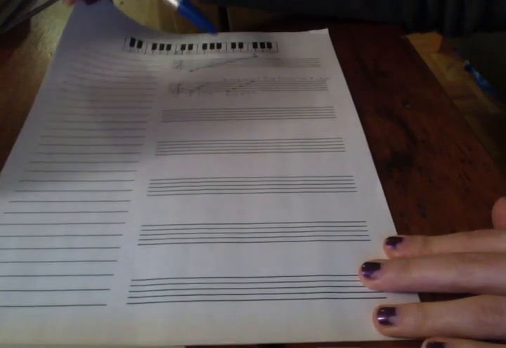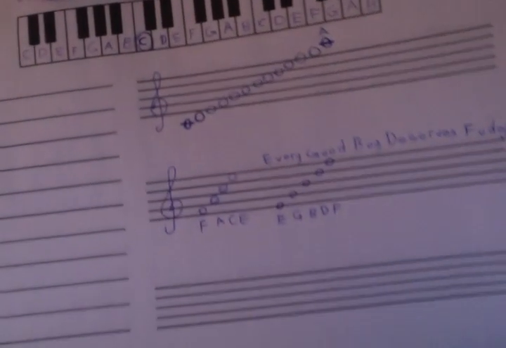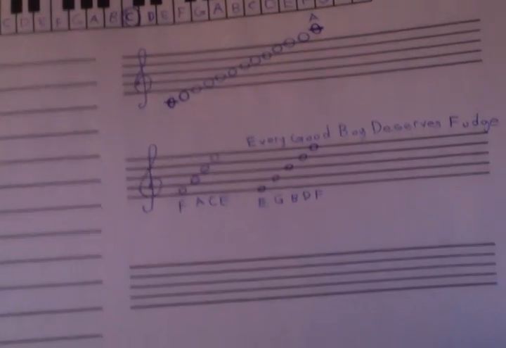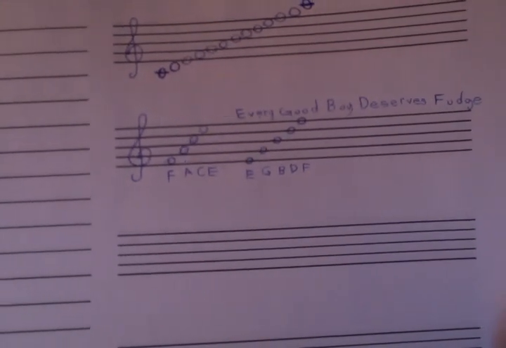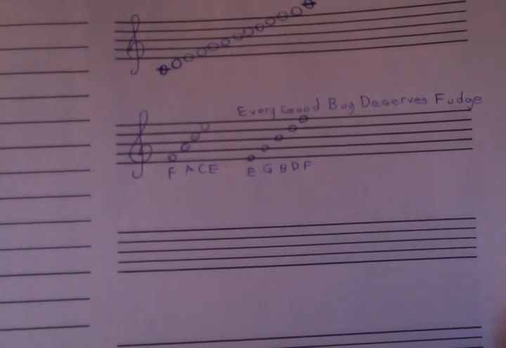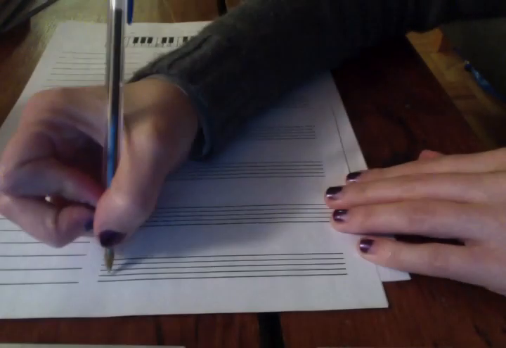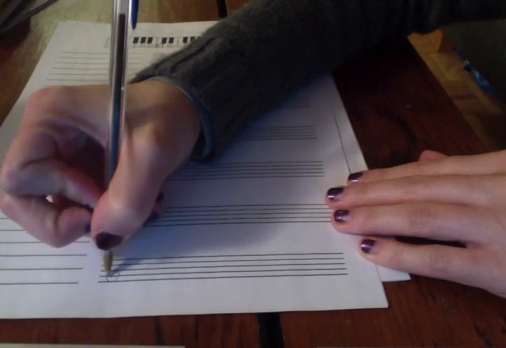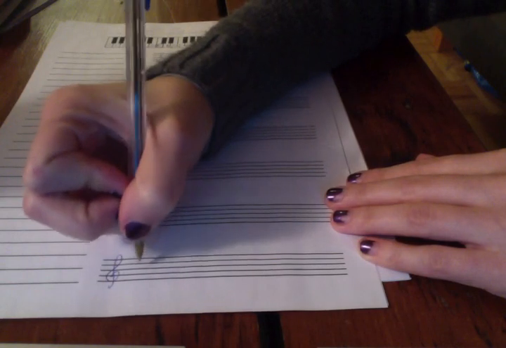See if you can see. Oh, can you see that okay? It's pretty small and faint. So that is my amazing sideways writing. Every good boy deserves fudge and face. But I want to show you down at the bottom. Okay, so if I draw a clef there, and I put a note right there.